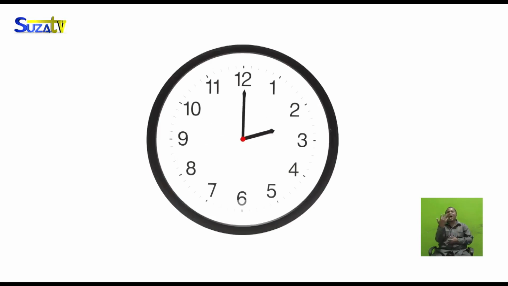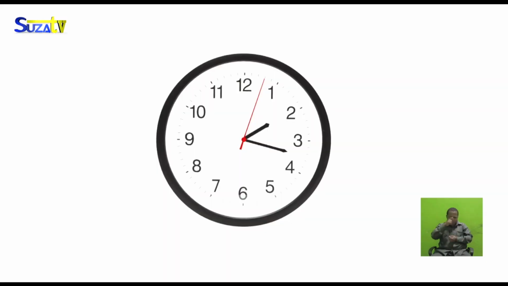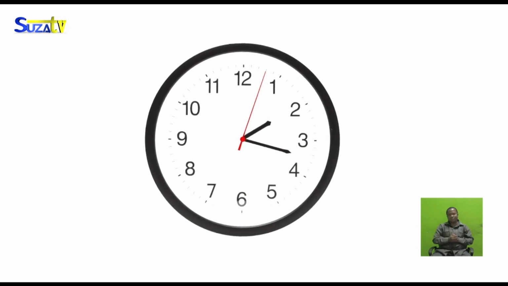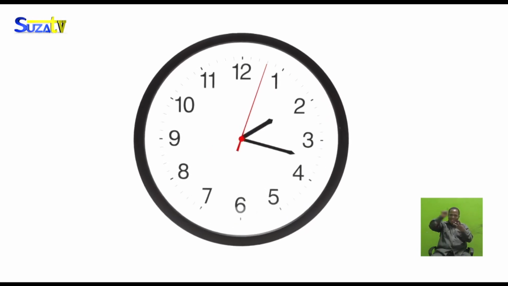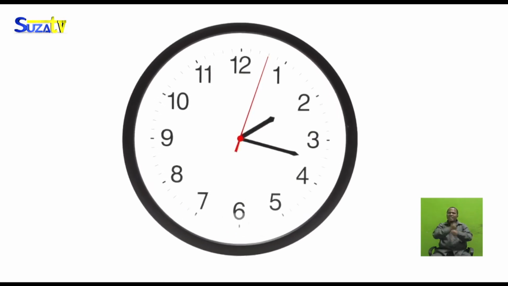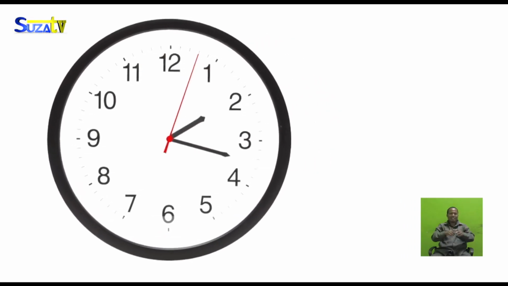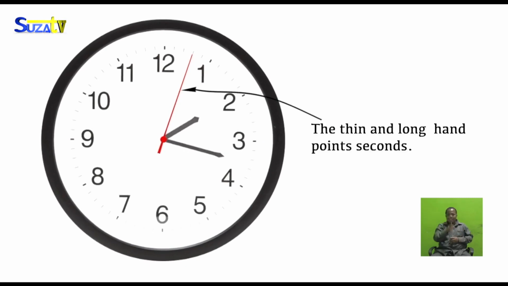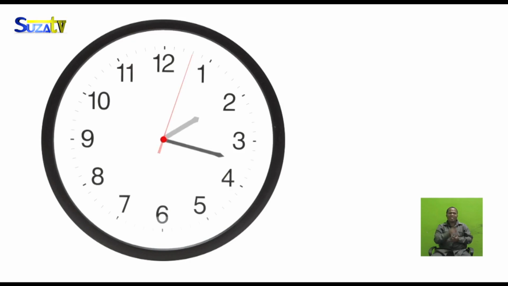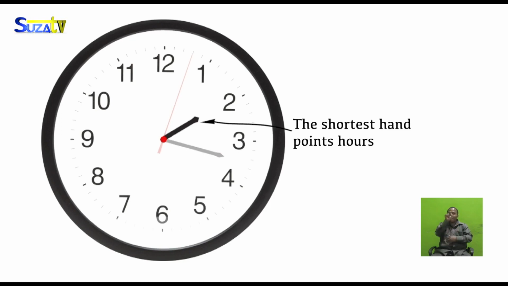How many are they? They are only 12. Okay? Good. What is another thing you can observe in the face of the clock? Three hands. Very good. Can you help me to identify the function of these? The longest one, thin and long. This hand shows seconds, the medium one points to minutes, and the shortest hand points to hours.